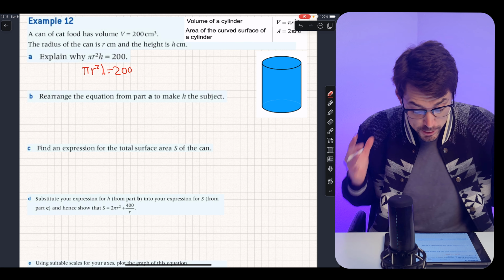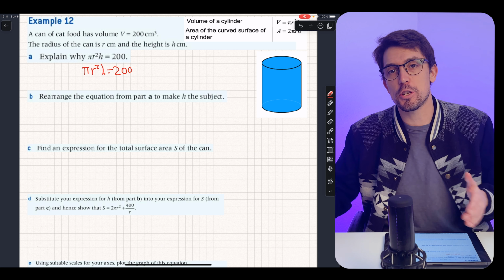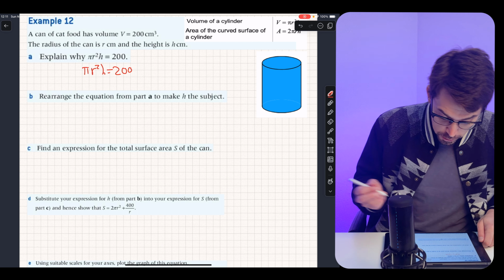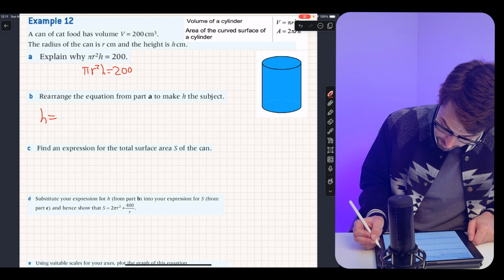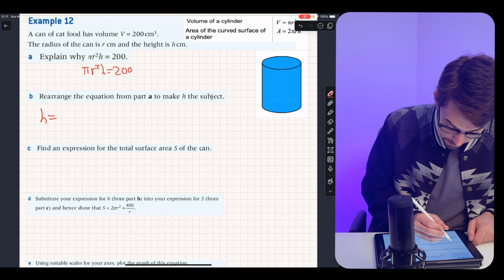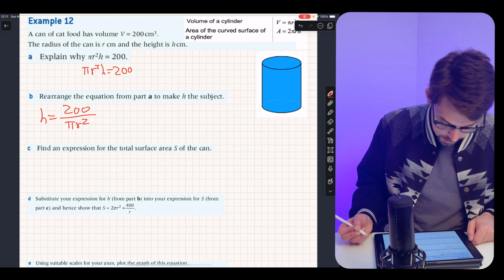Now, let's rearrange the equation from part A to make h the subject. Remember, when you say make h the subject, it means you want h equals something. All we need to do is divide each side by pi r squared, and we'll have h all by itself. So we end up with h equals 200 all over pi r squared.